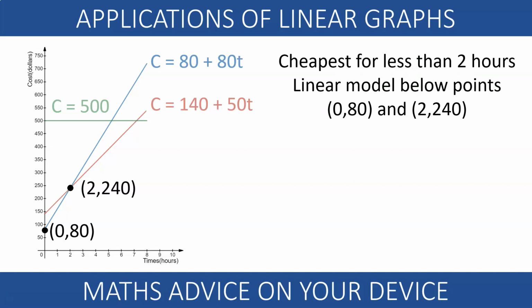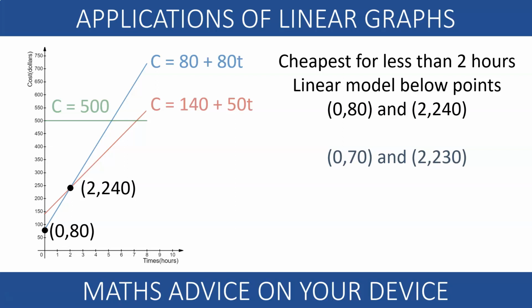The cheapest for less than 2 hours is a linear graph joining the points below: 0, 80 and 2, 240. We need to make the cost for looking into Batman's car less than 80, for example 70, and the cost for spending 2 hours fixing Batman's car less than 240, for example $230.